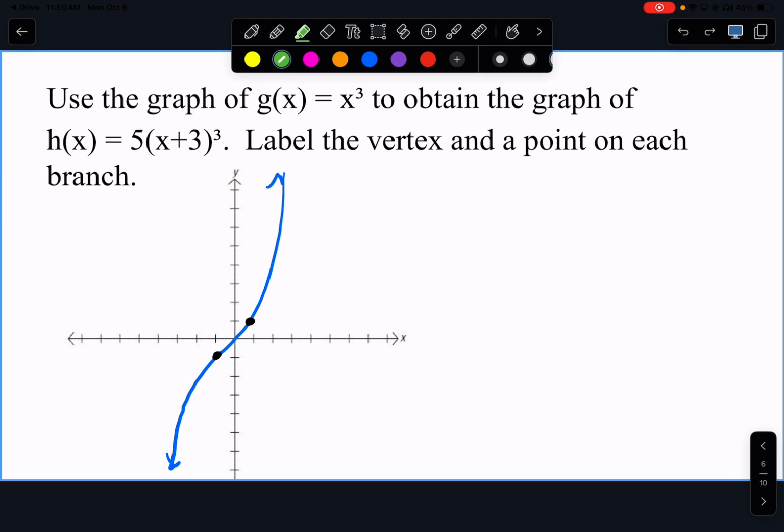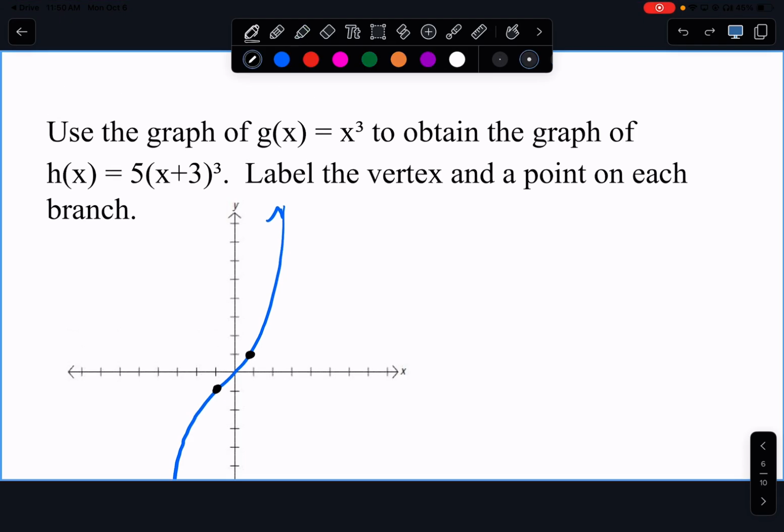What about the 5? The 5 means we're going to stretch vertically, okay? So it's going to look skinnier, just like we talked about with the hair tie. And then the cube tells us that it's the cubic graph, and the 3 tells us that it's going to be shifted, okay? Do we have a K value up there? Nope, there's no K. Remember our base form is f of x equals a, and in this case with cubes, it'd be x minus h cubed plus k. So there's no k right now.